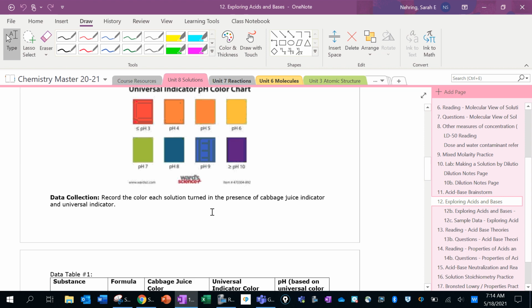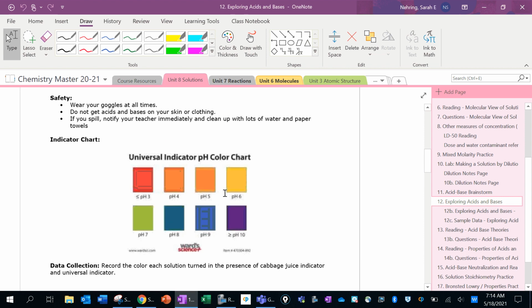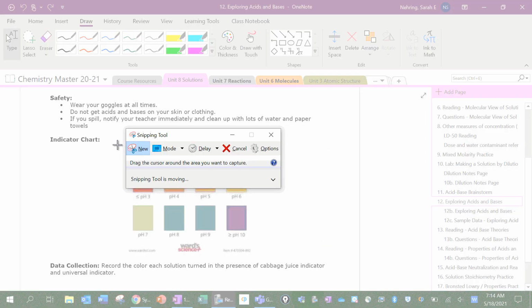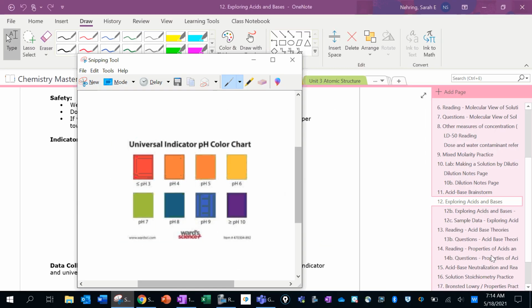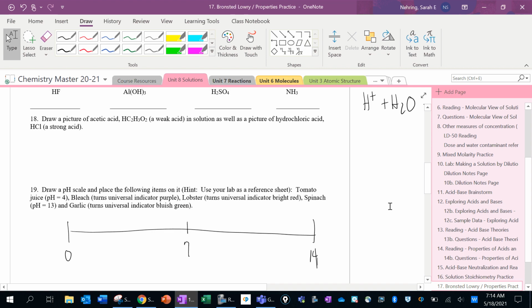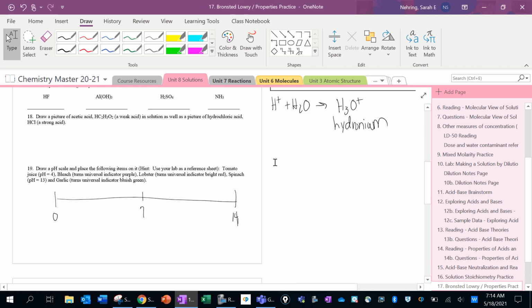And remember, we have this color chart right here on page 12 that you can refer to. You might even want to snip it. I might actually do this right now. I'm going to snip it and paste it over here on this page for you.